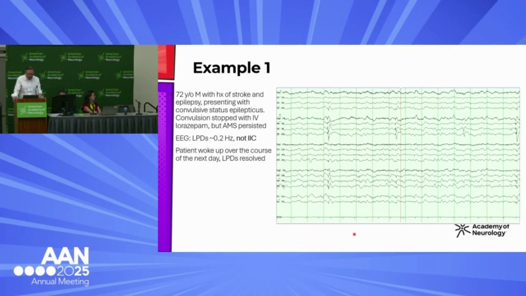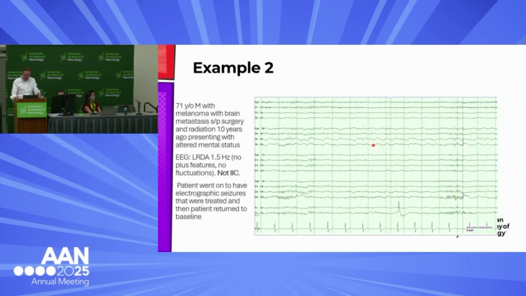So here's just a few examples. Here's a patient who has periodic discharges, right? But they're pretty slow. This is not even half a hertz. So this would be non-IIC. Here's a patient with lateralized rhythmic delta activity, and we said that sometimes can be on the IIC, but you have to have plus features with it, or you have to have fluctuations, and it has to be greater than 1 hertz. So this would be not IIC.